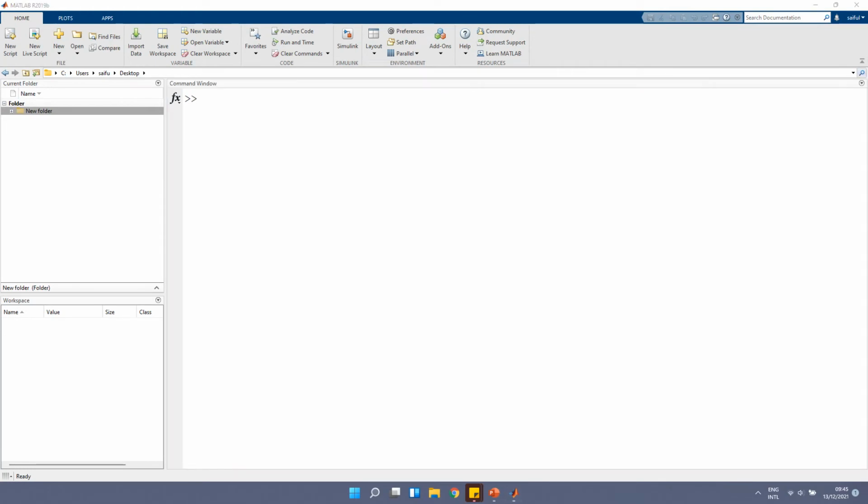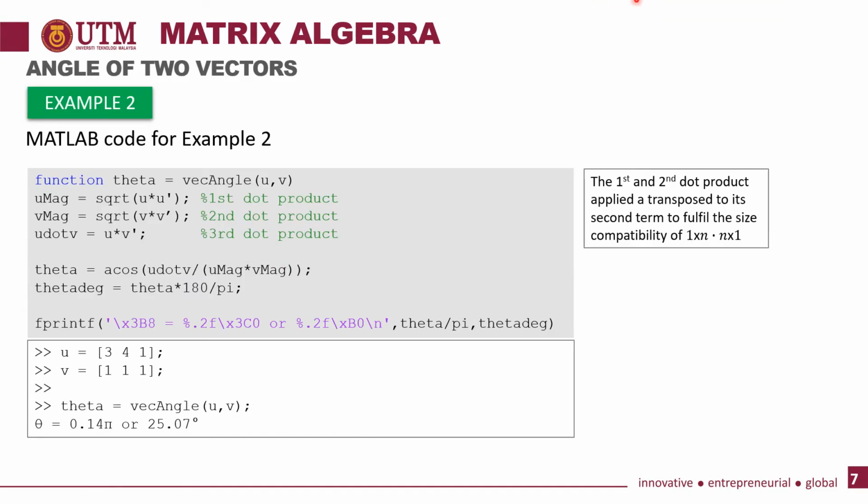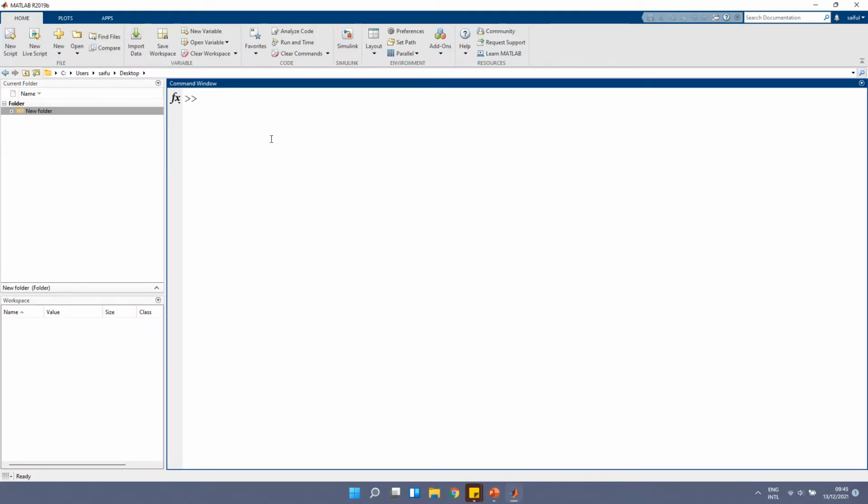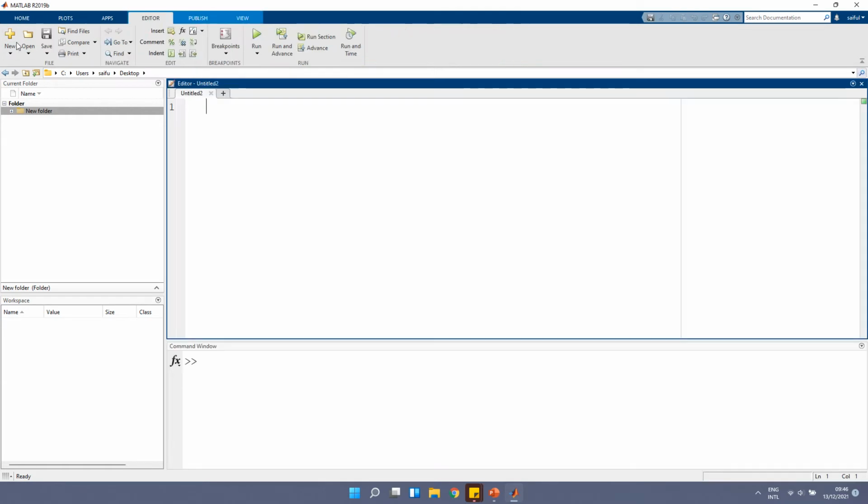Let's minimize it first and open MATLAB. For example 2, as usual, we need to have a function. So we need to make a new script first, and then you can create a function.